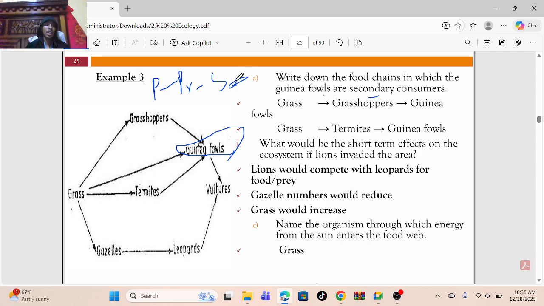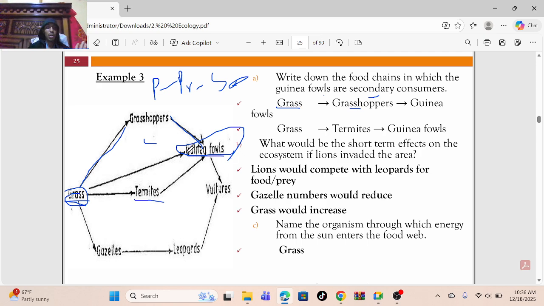So guinea fowl iko number 3 kama wapi? Na lazima unaanza producer. Producer ni plant, hakuna kitu kingine. So this is a grass, tunaanza na grass. So guinea fowl iko number 3, iko either grasshopper then iende kwa guinea fowl. So tunaanza grass, grasshopper, guinea fowl. Ya pili ni tunaweza anza na grass, tukuje kwa termite, tukuje kwa guinea fowl. Tatu hivyo. And that's all.